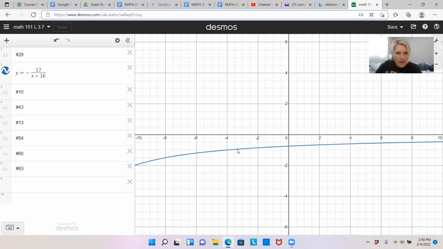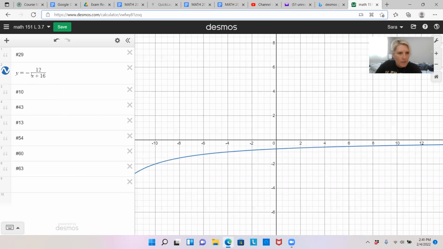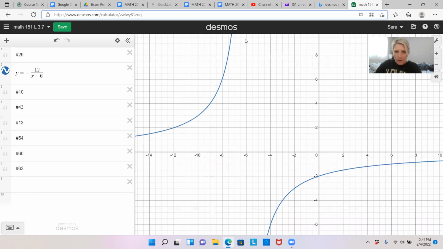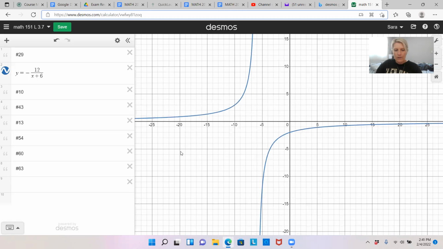So we have, oops, I typed it in wrong. It's -12 over x plus 6. Okay, there we go. That's why it didn't look right. So now you remember, you can't see where the asymptote markings are. We just kind of drew those on the paper, but you can see it gets really, really close to -6. And if you zoom out, you can see it better too, with the horizontal asymptote going left and right at y equals 0, and then that vertical asymptote at -6.